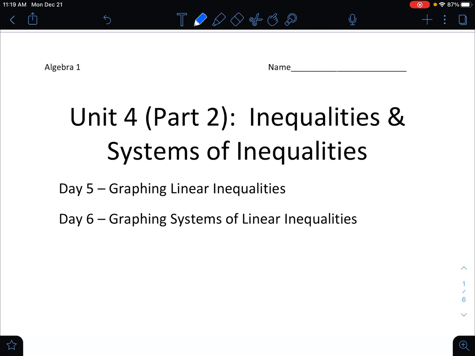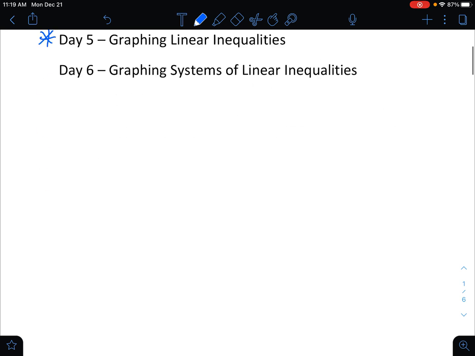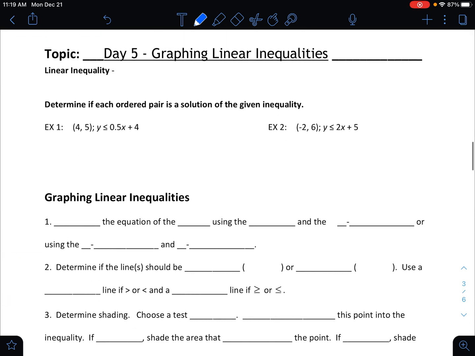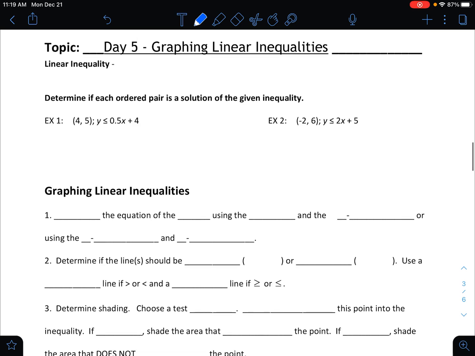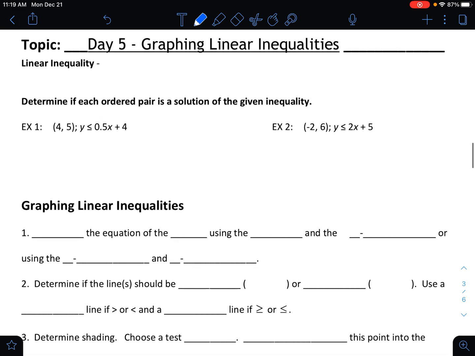Okay, let's get started on our second part of Unit 4, Part 2, Inequalities and Systems of Inequalities. Today we are going to look at Day 5, graphing linear inequalities, and the next lesson we will have just one more element to look at. If you guys would turn to, not page 5, Day 5, this is actually page 3 in this small packet. Let's define a linear inequality and then continue on.